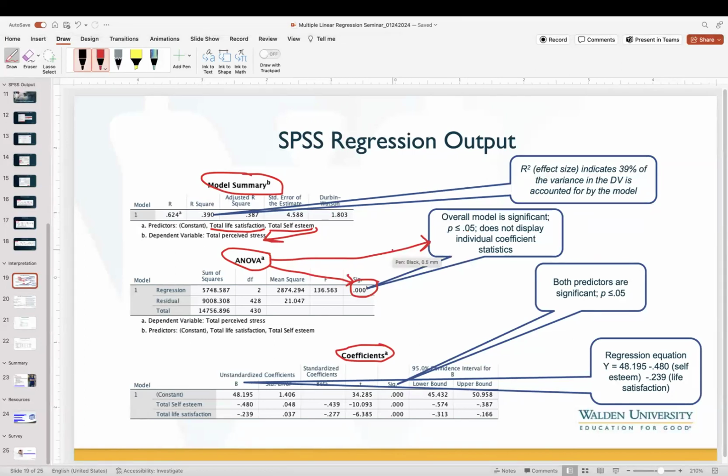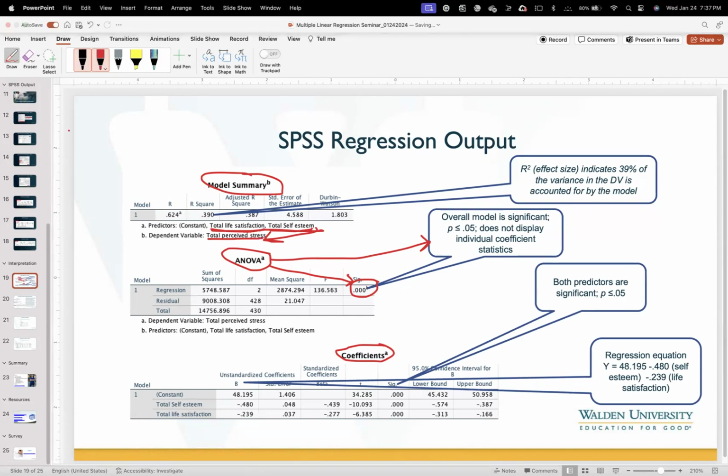So that's telling us that basically life satisfaction and self-esteem can predict total stress. Does everybody see that in the regression table, in the ANOVA table at this point? Everybody okay with that? If you were to look at an ANOVA table for a regression model, would you be able to tell me now whether that model was significant or not?